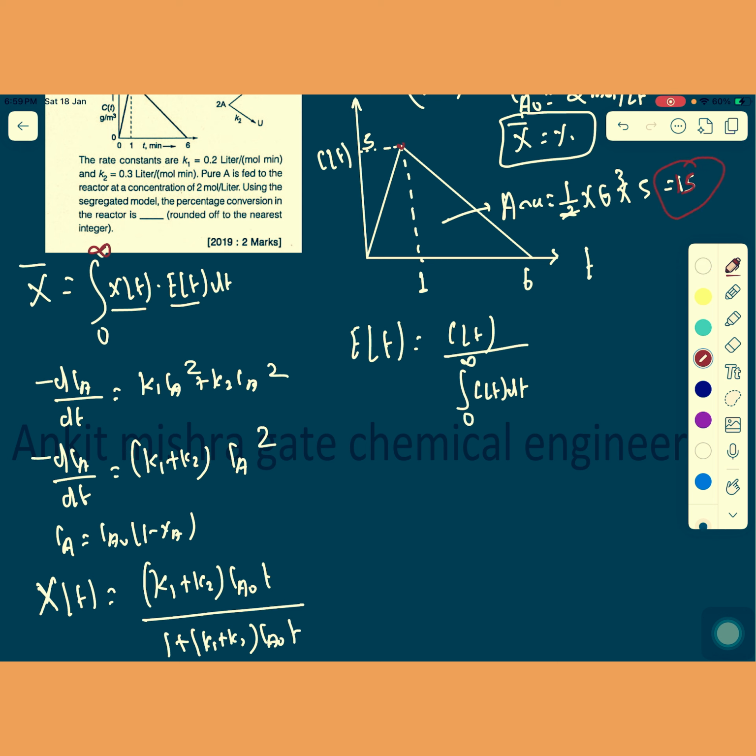So what is the equation of this line? Let's say this one is line 1 and this one is line 2. So the equation of C(t) will be in three parts: when t is less than 1, when 1 is less than t is less than 6, and when t is greater than 6. So what is the equation of this line L1? This point will be 1 and 5. So the slope is 5 by 1. So this line's slope is 5, so this line will be 5t.